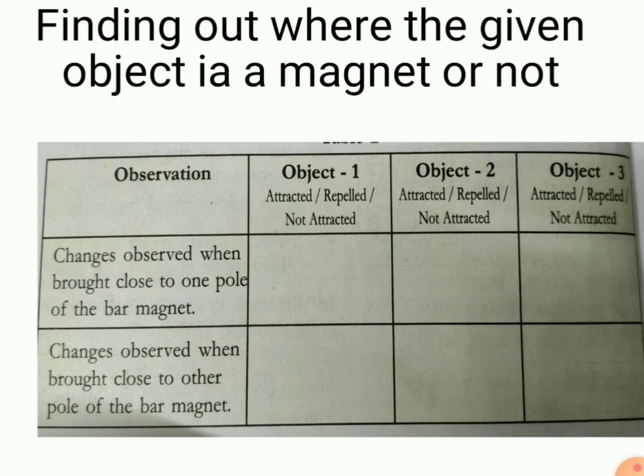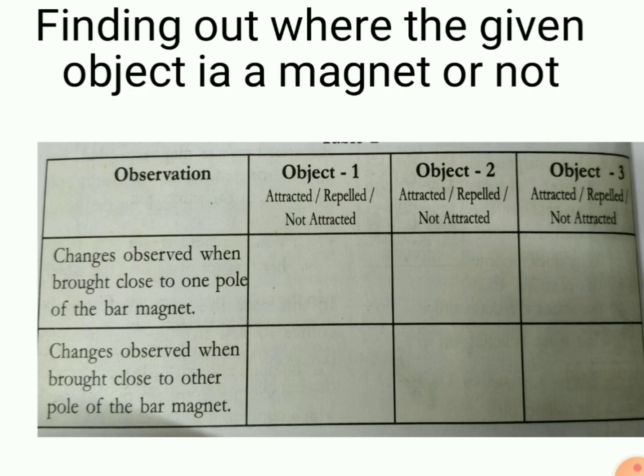If an object is attracted to one pole of a bar magnet and repelled by the other pole, with the same side of the object taken, then you can say the object you have taken is a magnet. If the object is attracted by both the poles of a magnet, then you can't say it's a magnet. It's just a magnetic substance, because it is getting attracted to both poles and is not repelled by any pole. Those types of substances are magnetic substances, but not magnets.